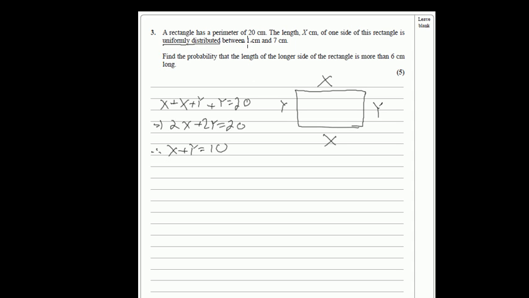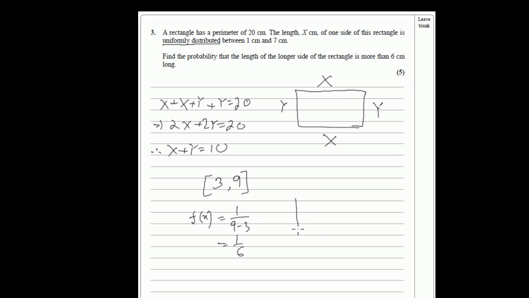If x is between 1 and 7 centimeters, if this is the interval for uniform distribution, so if two of the sides together are 10, if one side x is 1, then the other one must be 9. And the other way around, if one of the sides is 7, if both of them together is 10, it should be 3. So the distribution is 3 to 7, and the PDF is going to be, the rule is 1 by b minus a, which is 1 by 6.